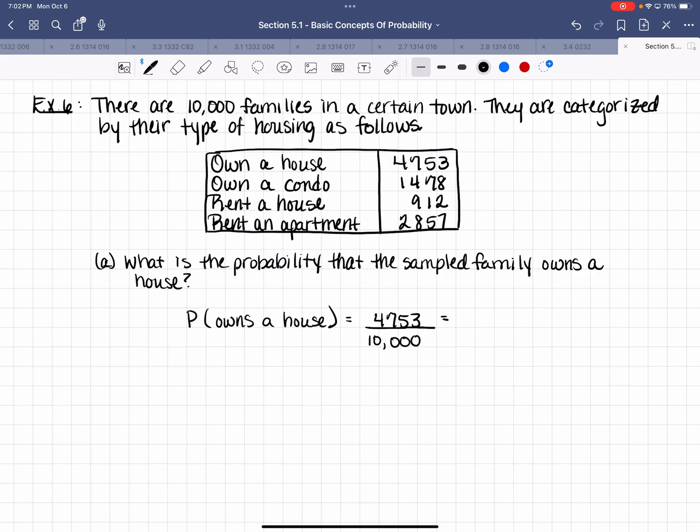So, you get your calculator, you type in 4,753 divided by 10,000. And once you do it, you're going to go, oh, yeah, I could have just moved that decimal 4 places to the left, because that's how many zeros there are that I'm dividing by, which gives me 0.4753.